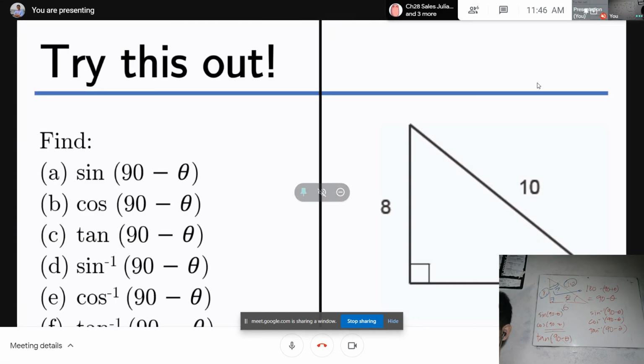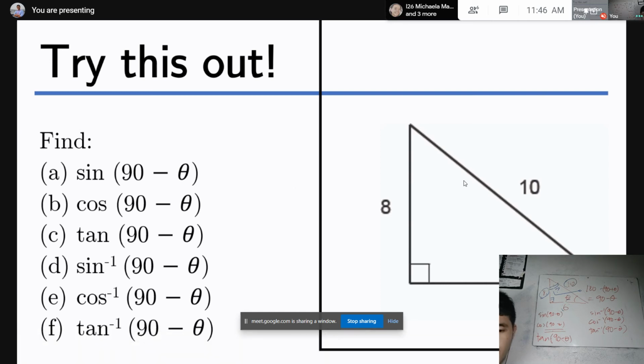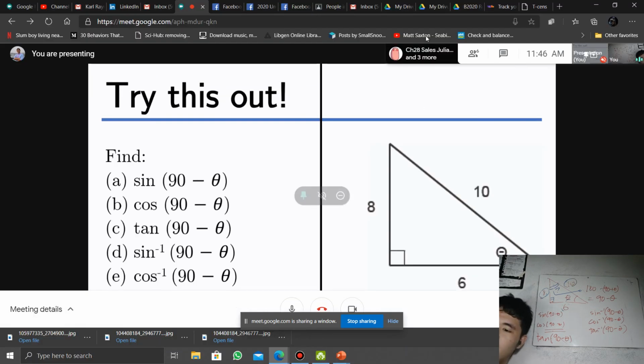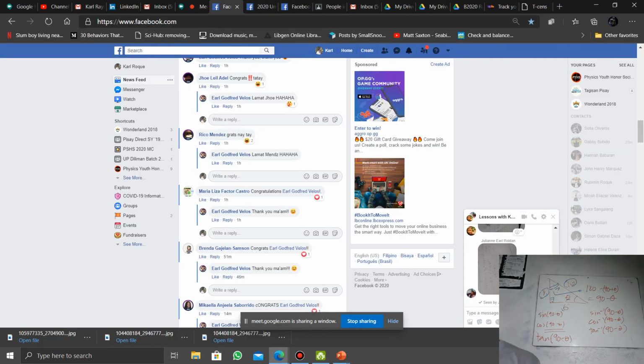Kuya, hindi po gumagana yung -1 sa calculator ko. Kapag, like, lumalabas lang error. Can you take a picture of what you inputted sa CalQ? Sige, take a picture, send mo sa group chat natin.